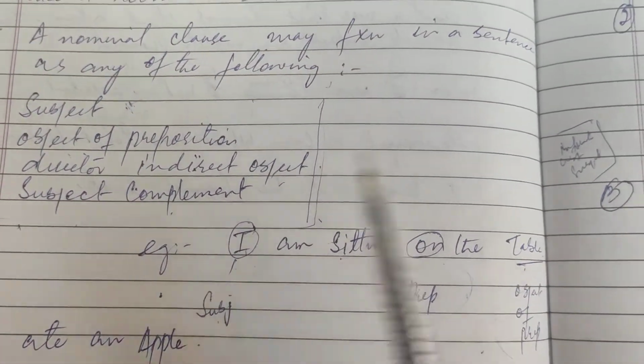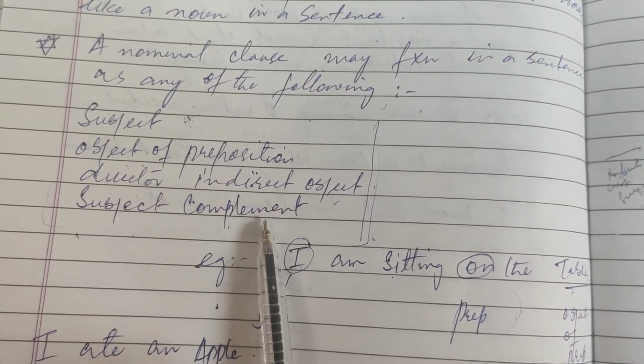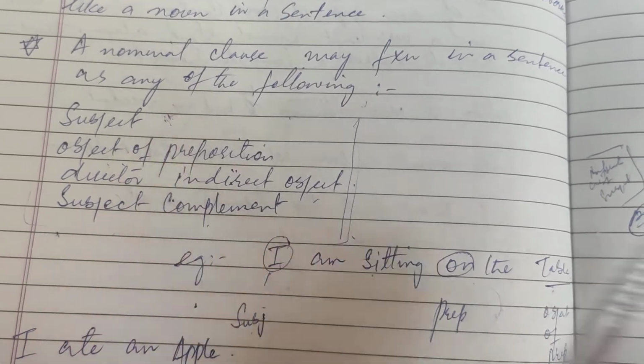Now in the next video we will see the noun clause as object of the preposition, as the subject complement, and as the direct and indirect object in the sentence.